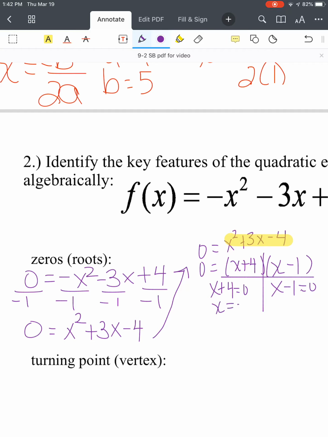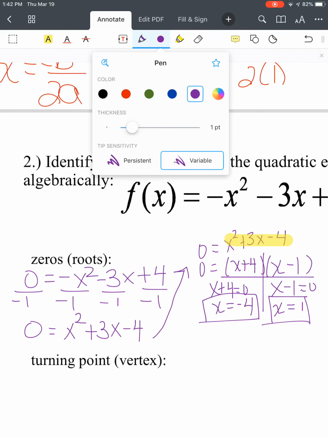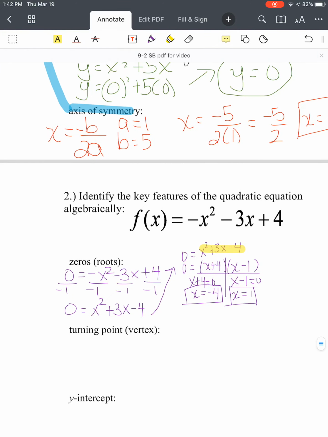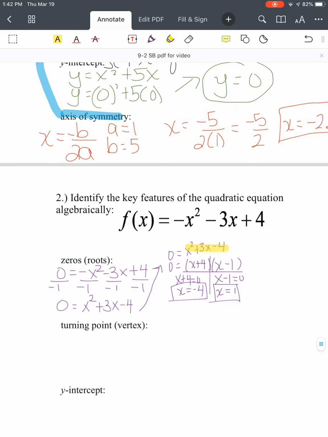So we get x equals -4 and x equals 1. So this parabola crosses through the x-axis at -4 and 1. As a matter of fact, why don't we put this into our calculator and just look, just so we can see that it does in fact cross through the x-axis at -4 and 1.